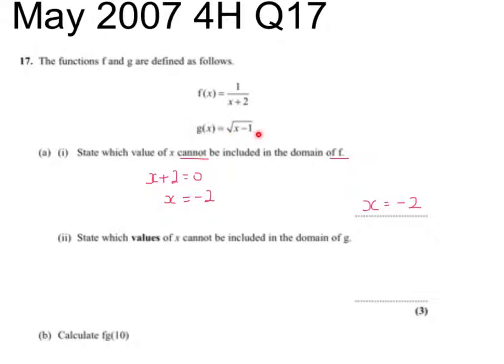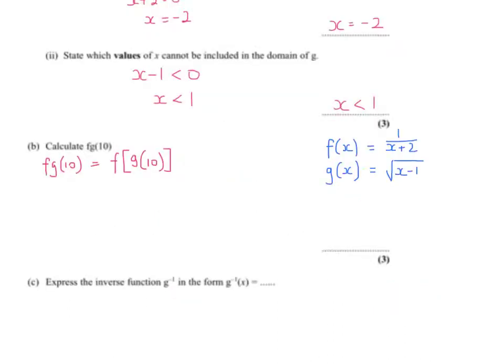So the values that could not be included are where x minus 1 is negative. So x minus 1 is less than 0, that's the same as saying x minus 1 is negative. Adding 1 to both sides gives x is less than 1, and those are the values. Any value of x less than 1 cannot be included. So moving on to part B, where we have to calculate fg of 10.